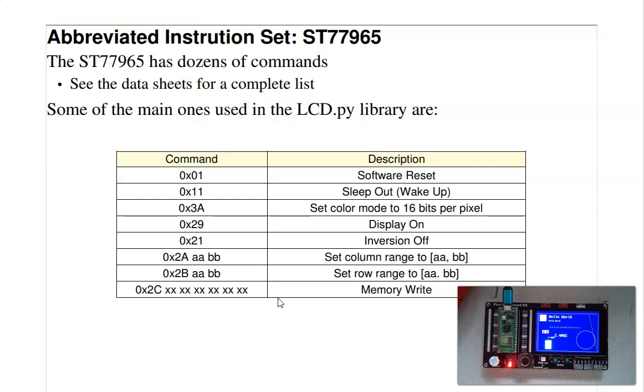And there are dozens and dozens of commands on the ST77964. The ones we'll be using for driving the graphics, an abbreviated list, are: command 1, that's a software reset. 11, that's the wake up. 3A, set the color mode to 16 bits per pixel. 29 turns on the display. 21 turns off inversion, so a 1 is color, 0 is dark.